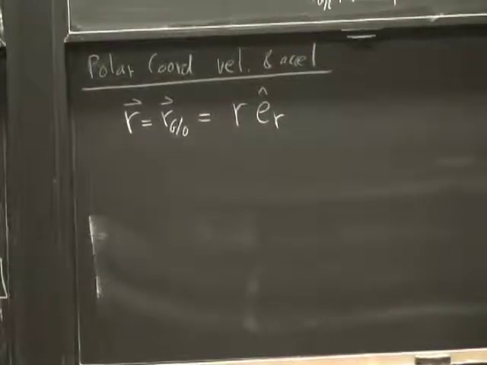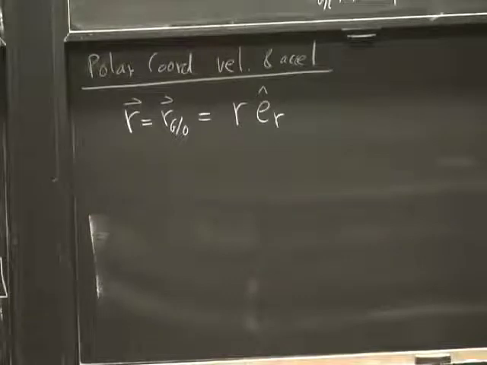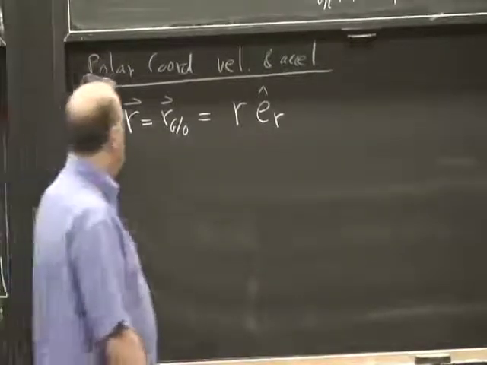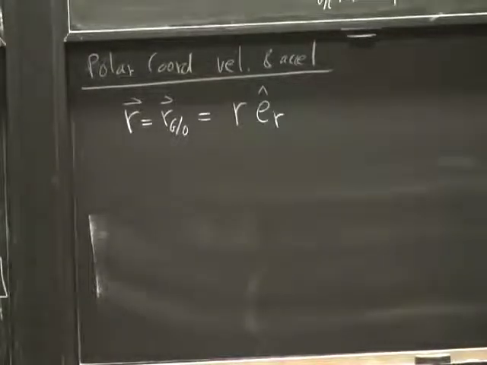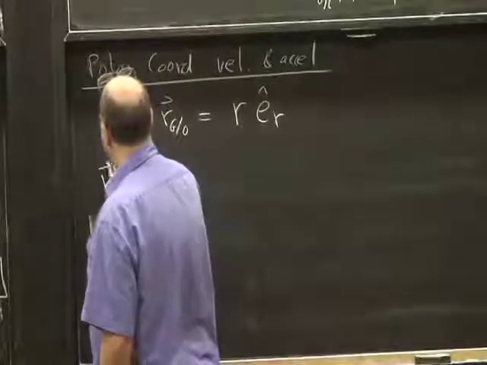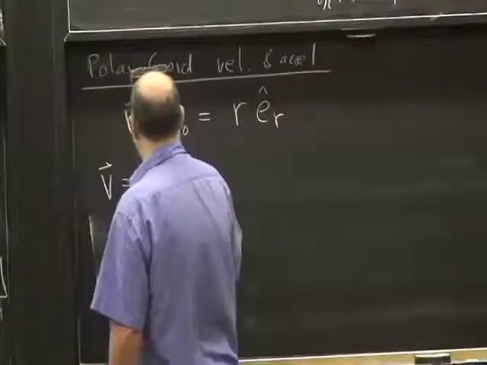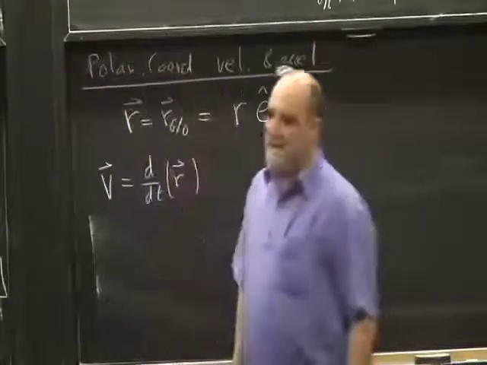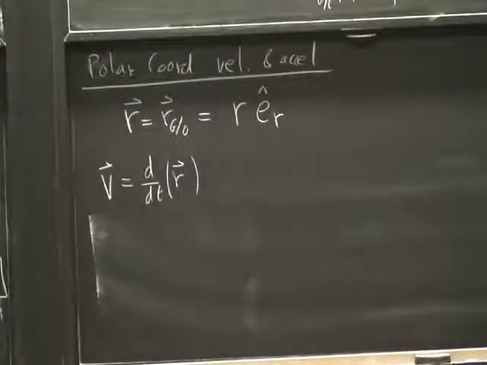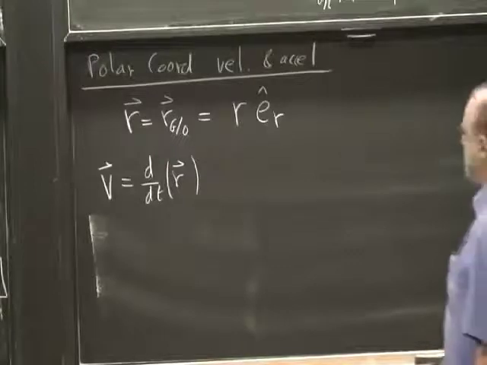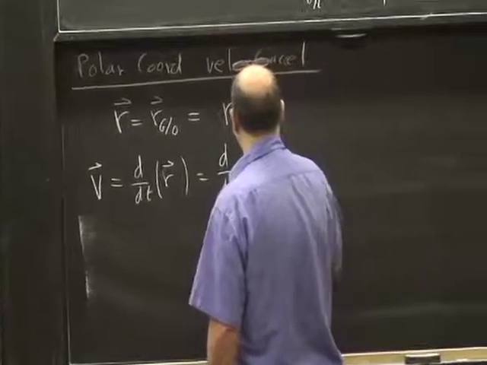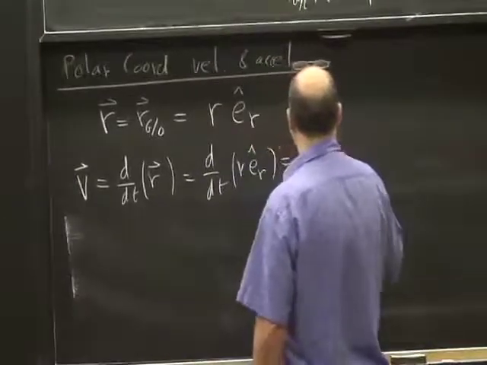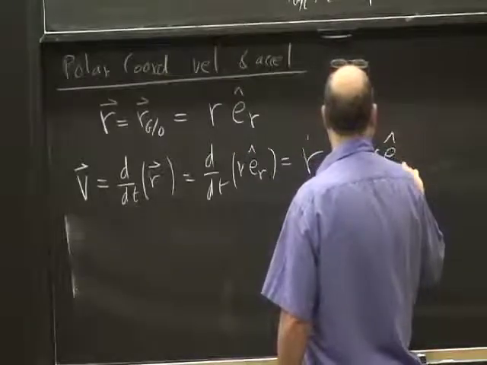What's nice about this is that the unit vector in the direction is the radial polar coordinate unit vector. So now to figure out velocity and acceleration, all we have to do is take the first and second time derivative of this. So velocity now is equal to d by dt of the position. That's always true, whether we're writing in polar coordinates or Cartesian coordinates or any other coordinates you want. So that's equal to d by dt of r e sub r, which is equal then to r dot e sub r plus r e sub r dot.